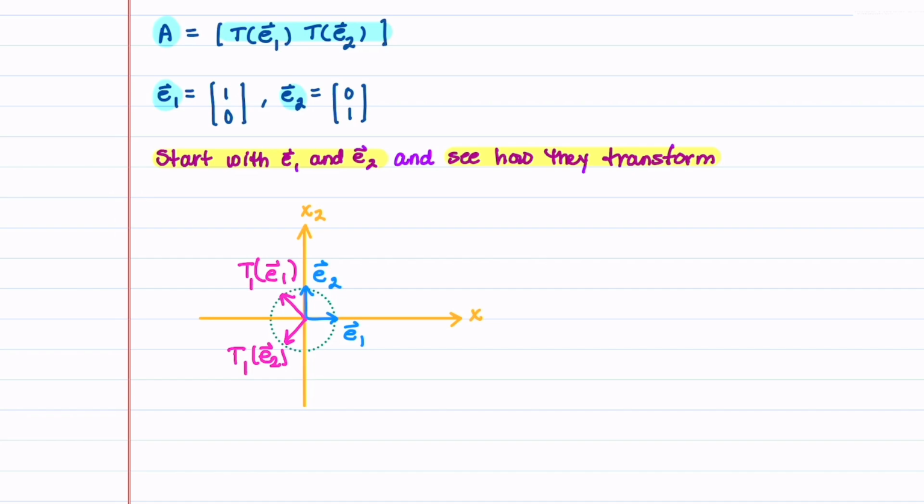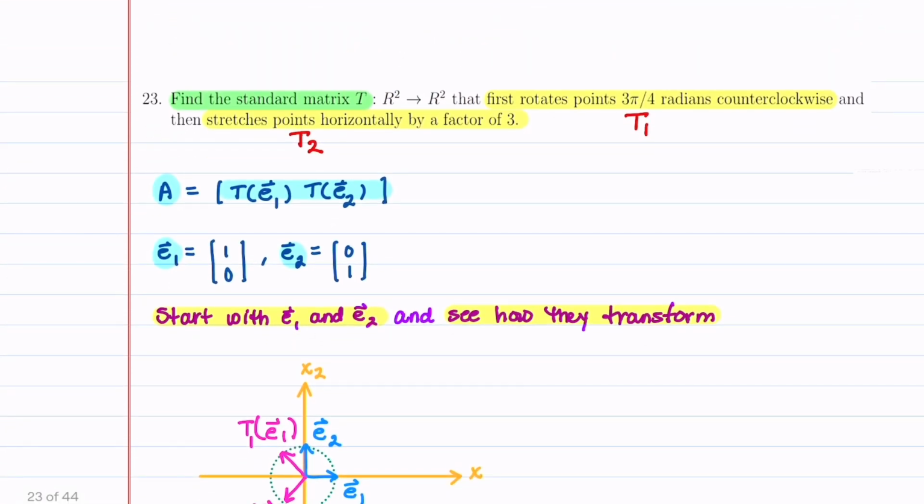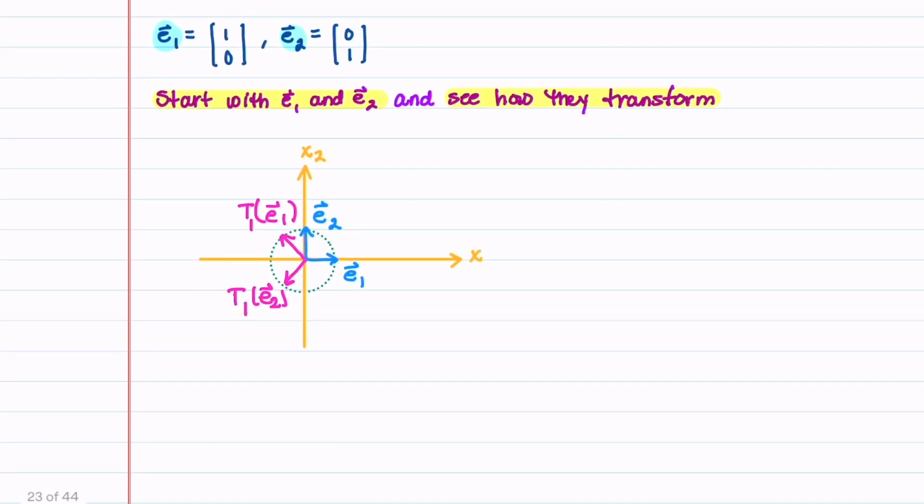Now we can look at our second transformation. So let's go back up and look at what that was. Our second transformation stretches points horizontally by a factor of 3. So we're going to take the horizontal component of T1 and stretch it by a factor of 3. So let's look at T1 of E1. If we stretch this, that's 1, 2, 3. The horizontal component is going to look like this. So we'll label this T2 of E1.